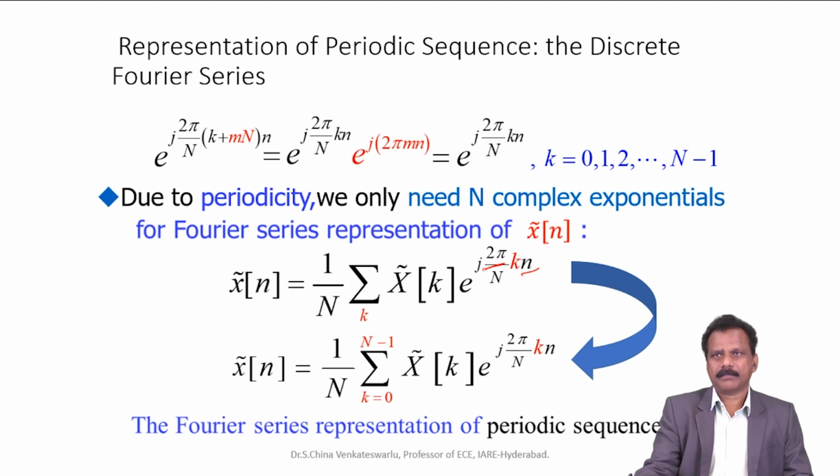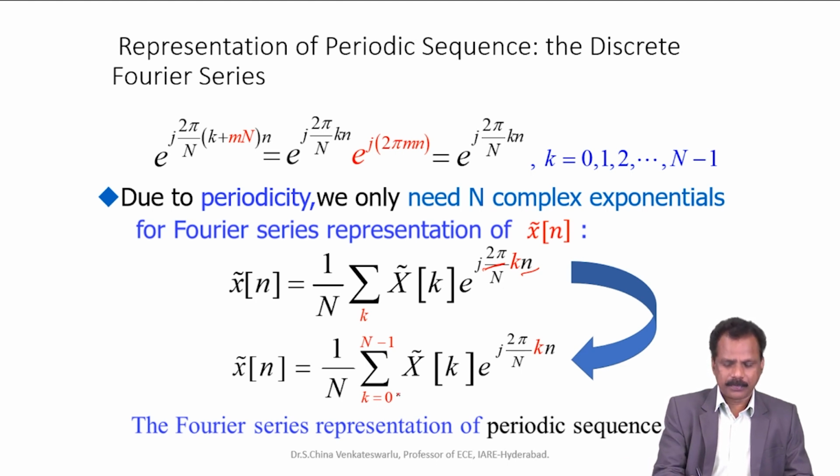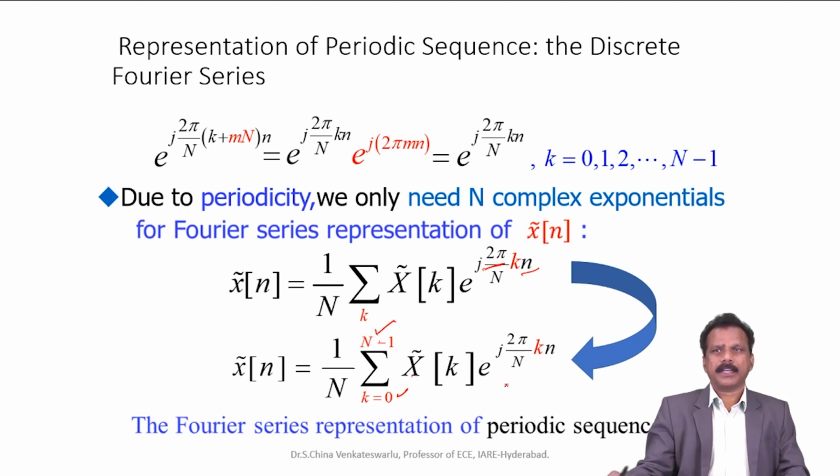After that, we verify that x of n is equal to 1 by N, the summation k equal to 0 to N minus 1 of x of k into e power j 2 pi by capital N into kn. This is nothing but the Fourier series representation of the periodic sequence x of n.